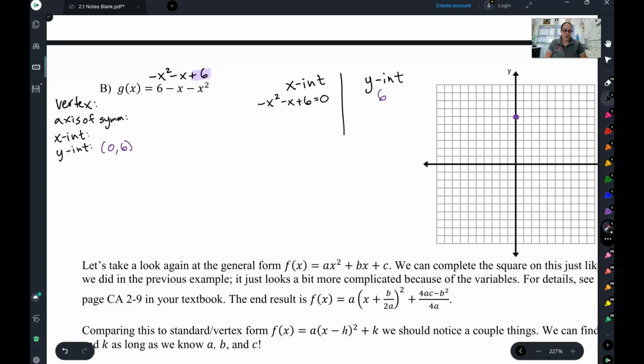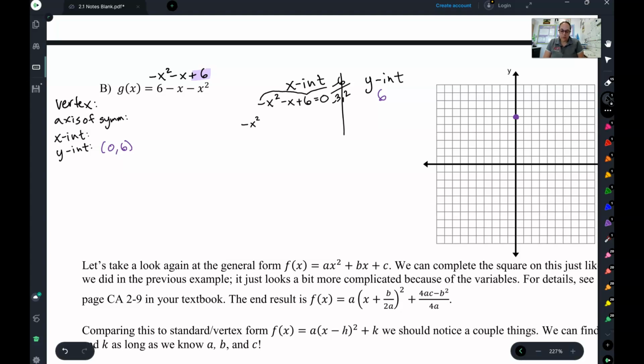So for the other method of factoring, you're going to do the first number times the last number. That gives you a negative 6. And now you want to multiply to this and add to that. So multiply to negative 6, add to negative 1. That sounds like negative 3 and 2. That multiplies to negative 6 and adds to negative 1.